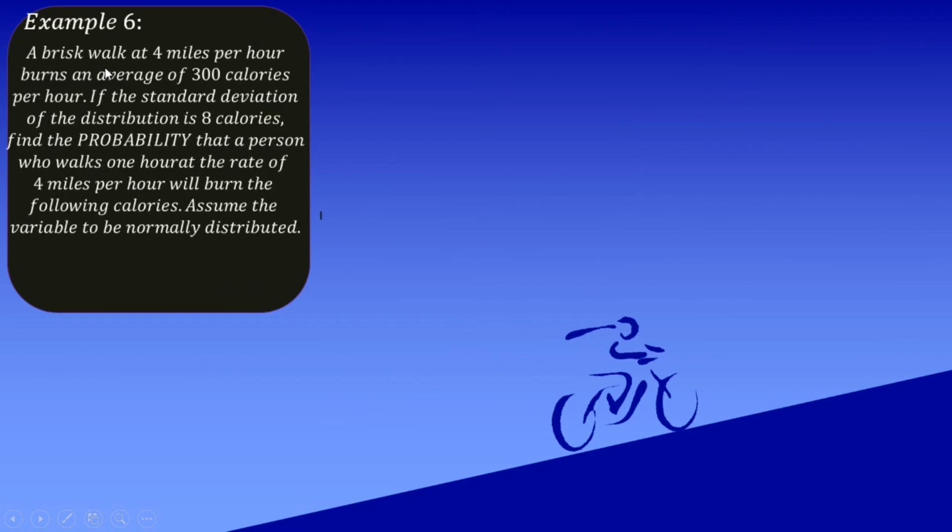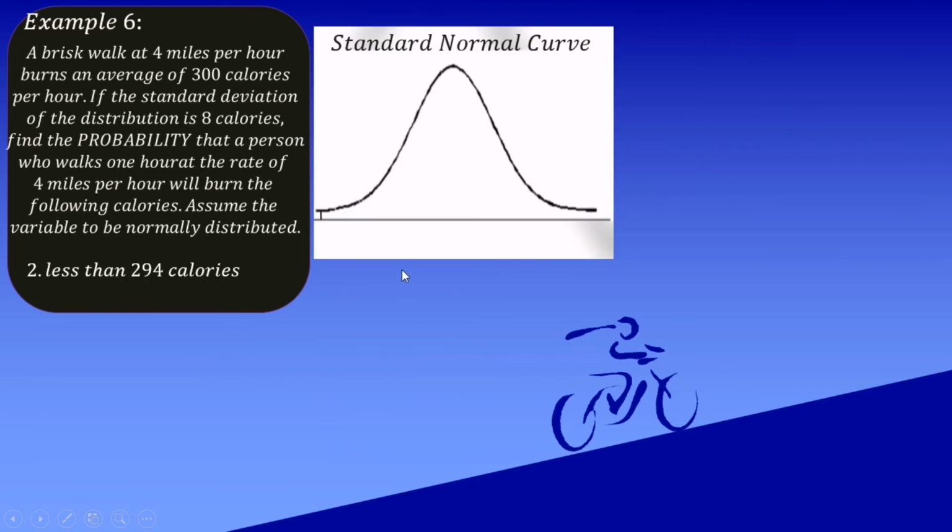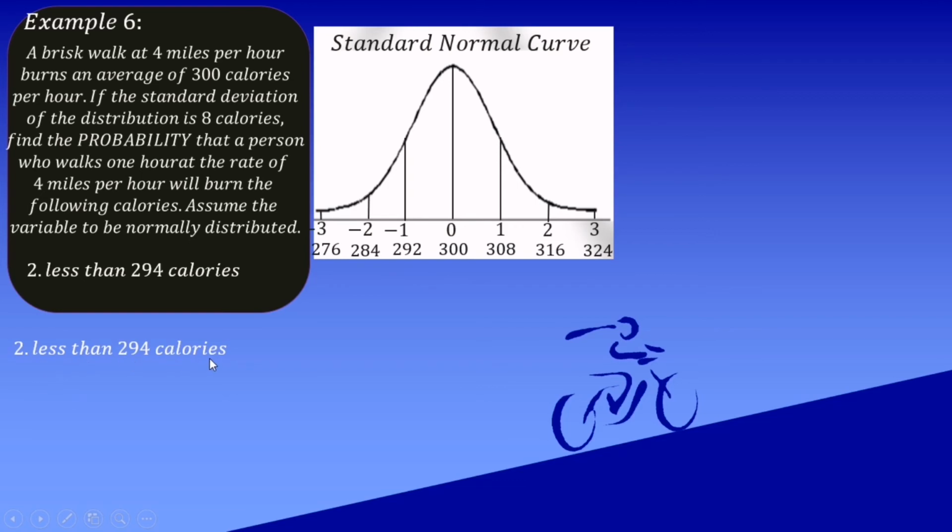For example, number 6, so meron tayong same problem but let's have the answer to number 2, less than 294 calories. So again, we have this standard normal curve with its z-scores. Then our x values, so yung nasa gitna natin, yung average is 300 for the x values and the standard deviation is 8. May dagdag tayo sa above the mean and below the mean is subtract. Then since less than 294 calories, let's find the correspondent with this x value.